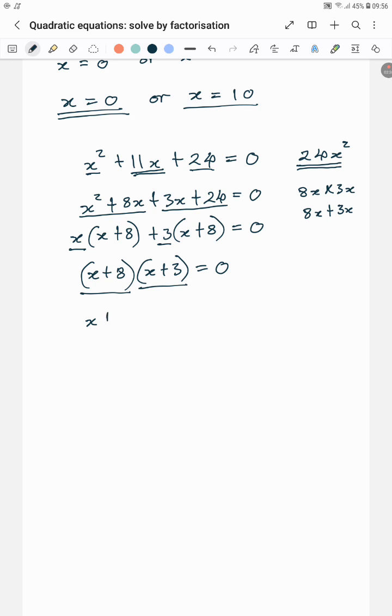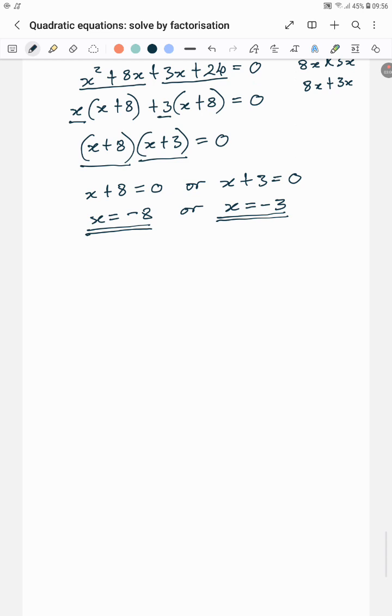So for these two brackets, one of them has to be equal to 0 for us to get 0 as the answer. So we are saying it's either this one is equal to 0 or this other bracket is equal to 0, and you solve here to get x is equal to minus 8, and this side x is equal to minus 3. So these are our two answers. x is equal to minus 8 and x is equal to minus 3.